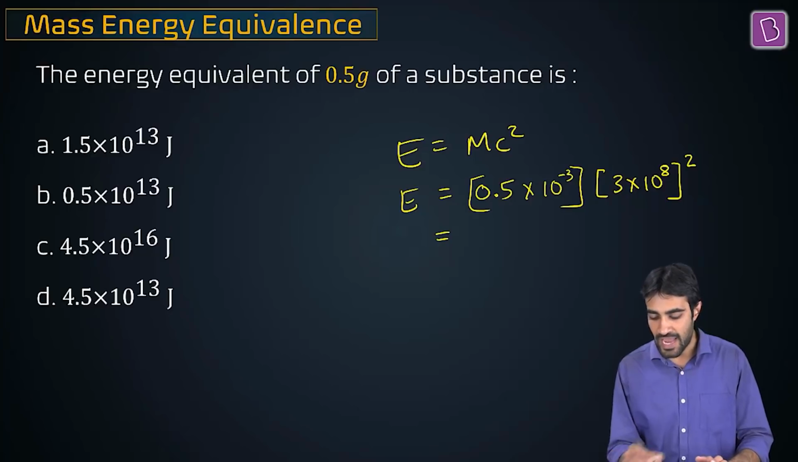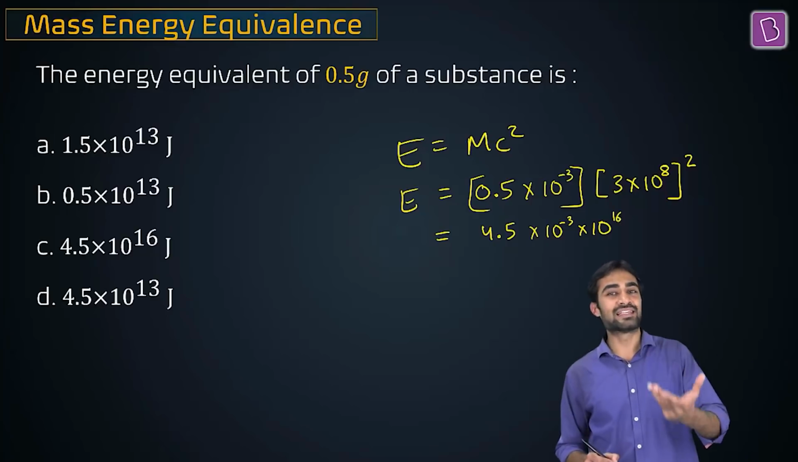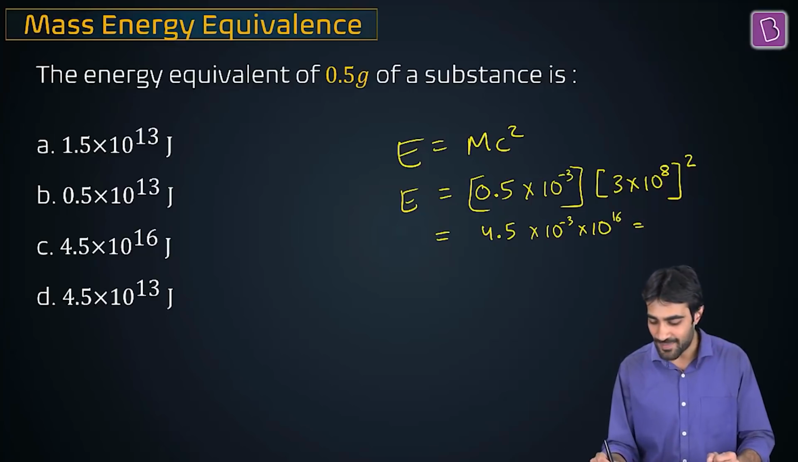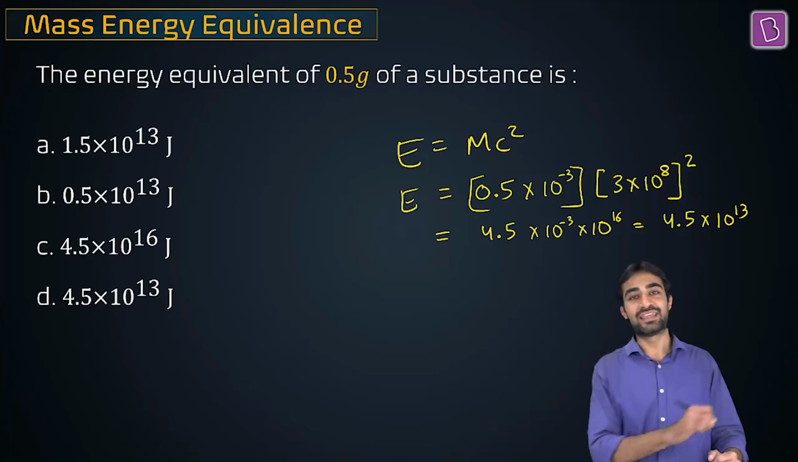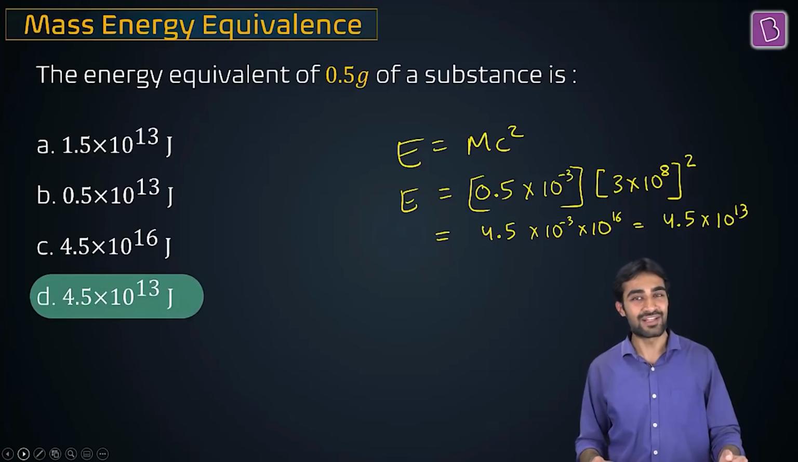Now what are we getting? We are getting 9 times 0.5. This is about 4.5. And then we have 10 raised to power minus 3 multiplied by 10 raised to power 16. This is giving us the answer. The answer is coming out to be 4.5 into 10 raised to power 13. Yes. So we can see that option D is the right answer for this simple question.